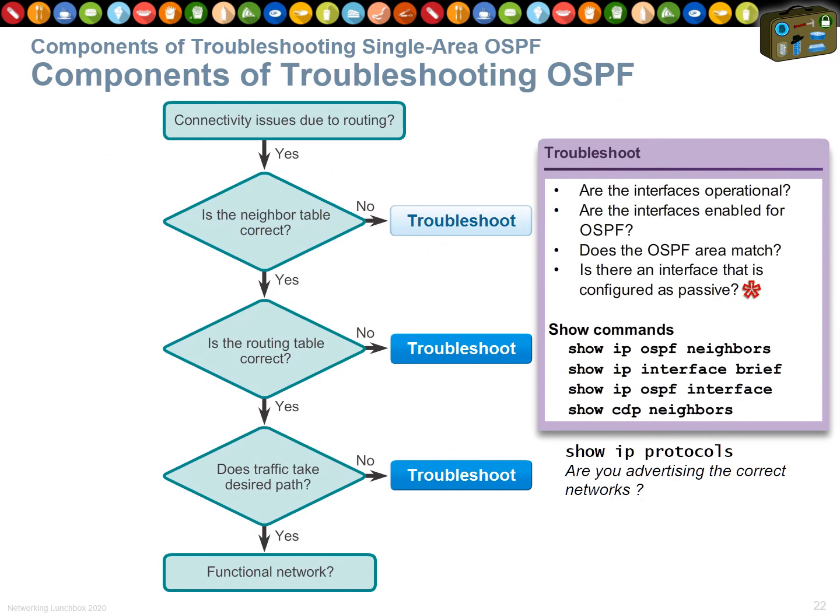Are there neighbors? Very first question you need to ask. Show ip ospf neighbors. Okay, you've got neighbors, but you don't have the right routing information. Are you missing network statements? Does the traffic take the correct path? Once again, it could be missing network statements or routers that are down between you and them. Or passive interface. Always check for passive interface as well.